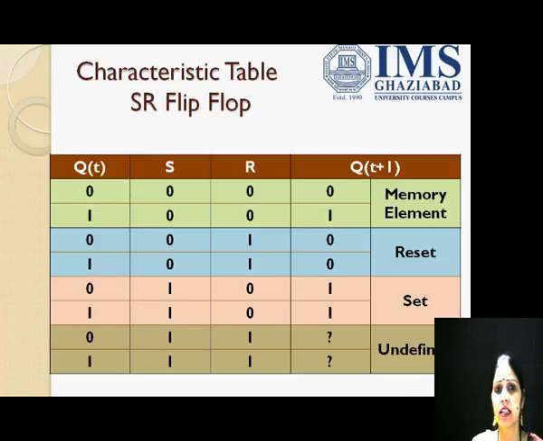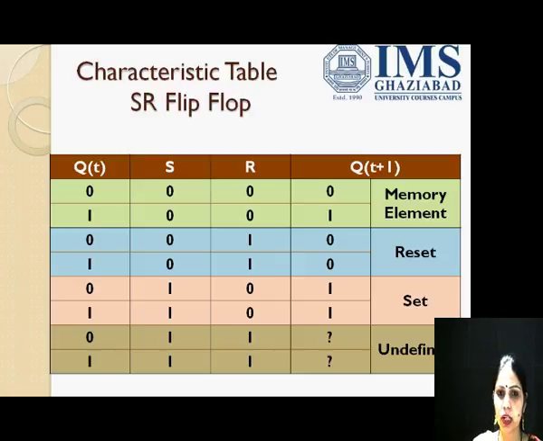Now based on the various cases we have discussed in the particular SR flip-flop, we come out with a characteristic table for SR flip-flop. Herein we have taken Qt as the past output, S and R as the values of the current inputs, and Qt plus 1 is the current output. Now when S is equal to 0 and R is equal to 0, whatever the value of Qt was there, it would remain the same. That means it would not change. That is, it behaves as a memory element.